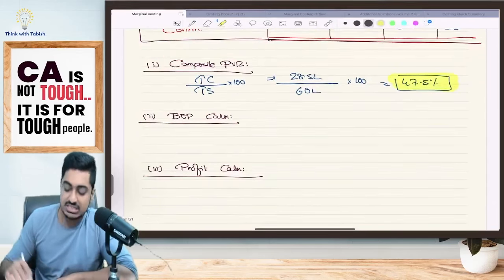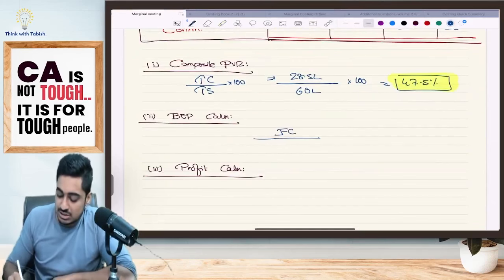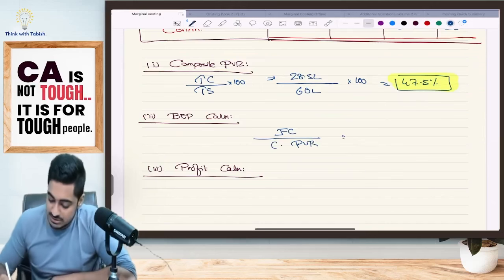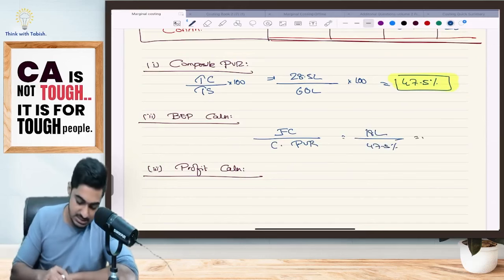Once you have got this, next is break-even point calculation. What is the formula of break-even point? It is fixed cost divided by PV ratio. Here it is composite PV ratio. Total, what is my fixed cost? It is 18 lakh divided by 47.5%.